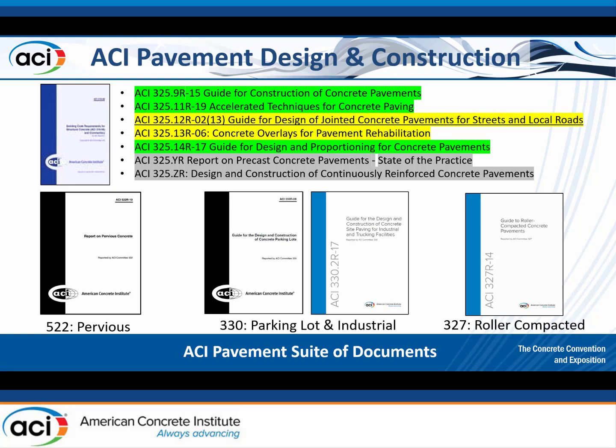There are also other committees and documents that I consider kind of fall within that pavement suite of documents that ACI has. And one of those comes from the Pervious Concrete Committee, the 522 committee. It talks about utilizing pervious concrete in paving. We have 2 documents for parking lots and industrial facilities. That's covered under the ACI 330 committee. And then the ACI 327 talks about roller compacted concrete for paving.